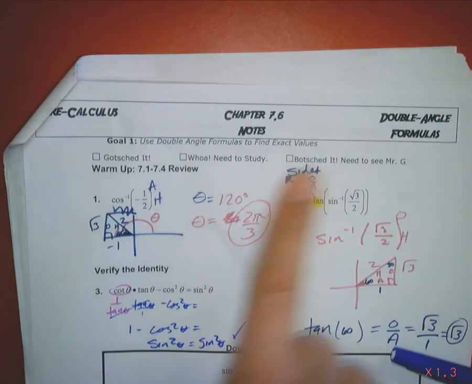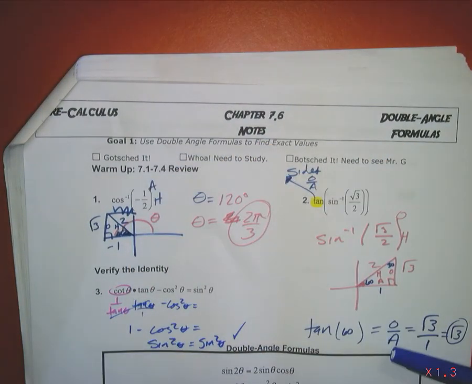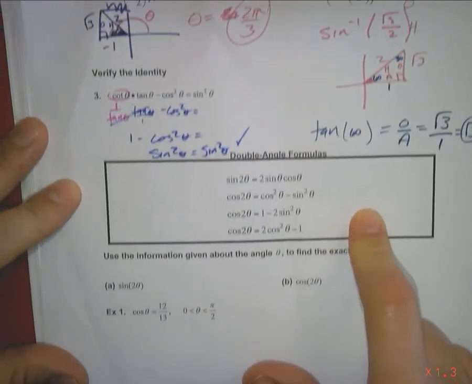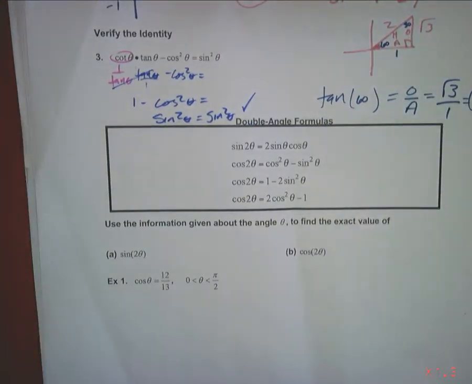Okay, so again, we're doing chapter 7-6 double angle formulas, and our goal is to use these formulas. If you're somebody at home, I hope you have your packet or these notes out. If you don't, you better write these formulas down so you have them for the test.